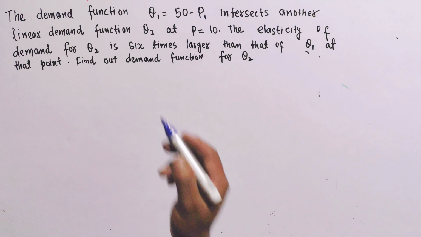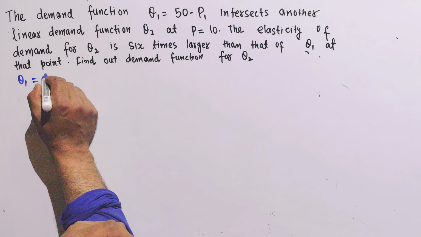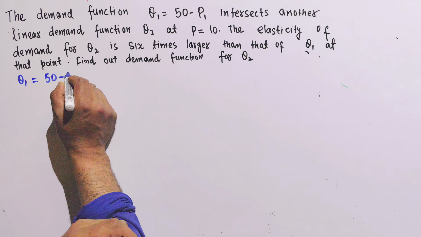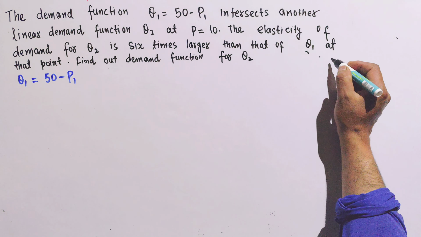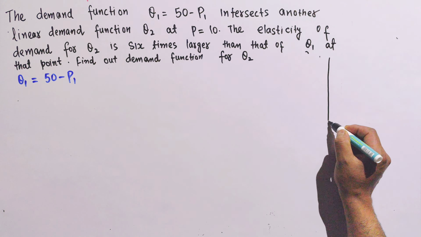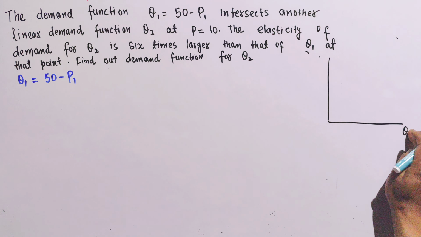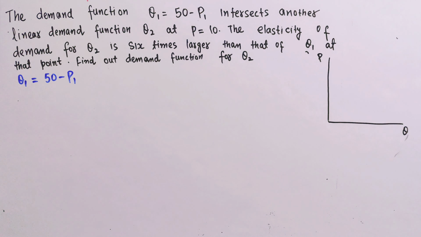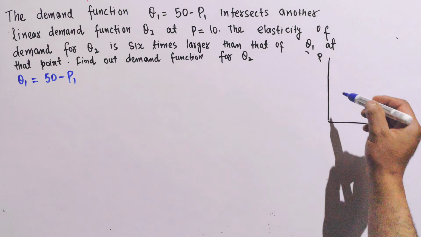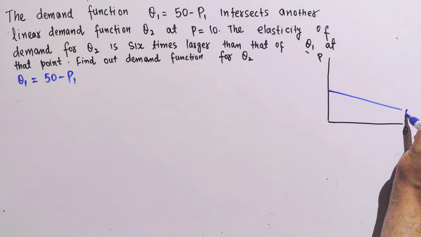Okay, so what are we being given? We are being given that Q1 is equal to 50 minus P1. This is a linear demand function, and if I draw the graph here, we have a downward sloping demand function. Let us say we have Q, output, on the horizontal axis and price on the vertical axis. Since this is a linear demand function, let's draw it like this. Let us say this is the demand function Q1.